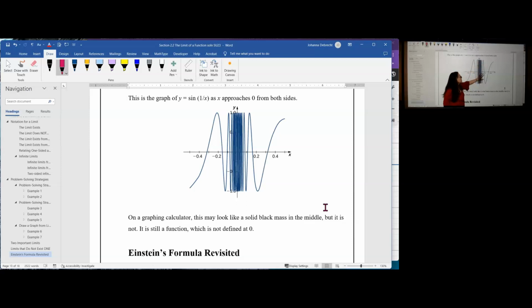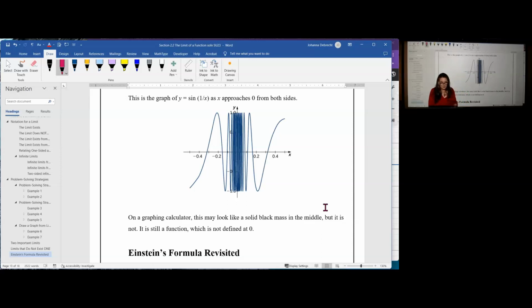On a graphing calculator, this may just be a solid dark blob in the center of the graph. It is still a function. These curves do not intersect. They don't overlap. It's getting more and more frequent oscillations as x approaches 0 from both sides. It does not approach one single y value. It continues to bounce between -1 and 1 the closer you get. Because it never gets close to a single y value, we say that the limit does not exist due to oscillation.